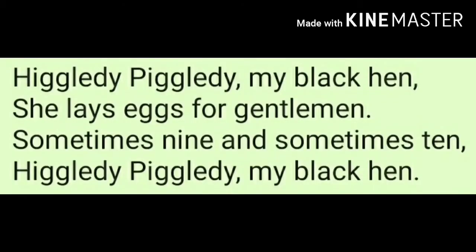Here we go. Higgledy piggledy, my black hen, she lays eggs for gentlemen, sometimes nine and sometimes ten. Higgledy piggledy, my black hen. Kids, shall we sing once more? Higgledy piggledy, my black hen, she lays eggs for gentlemen, sometimes nine and sometimes ten. Higgledy piggledy, my black hen.